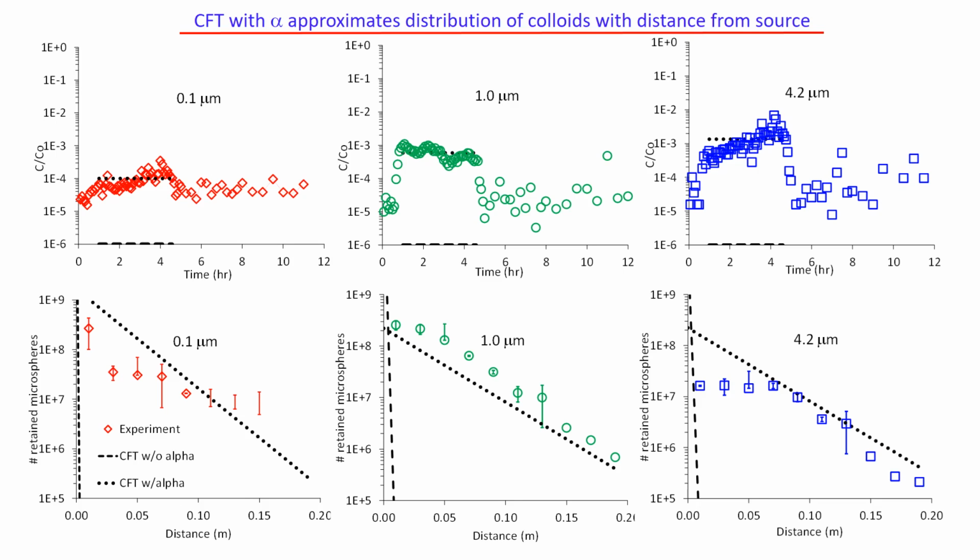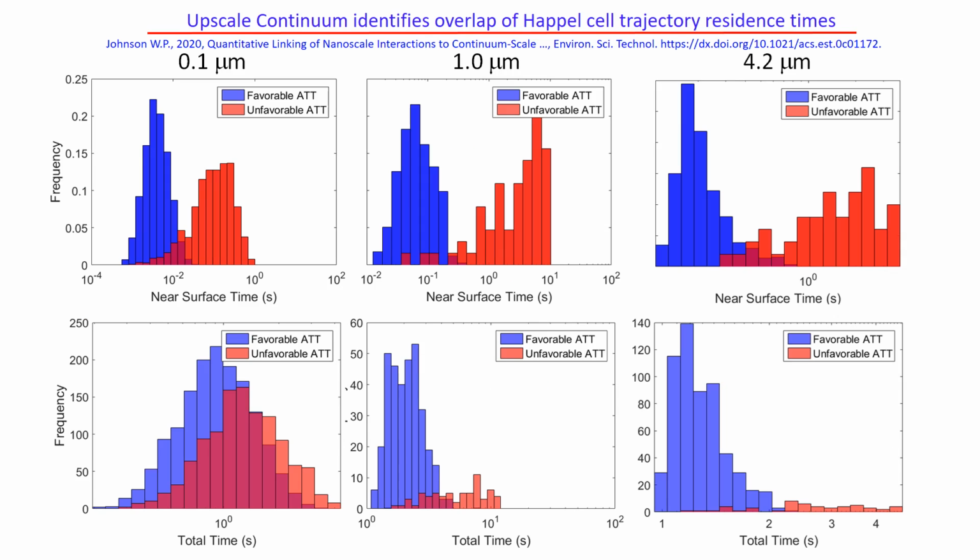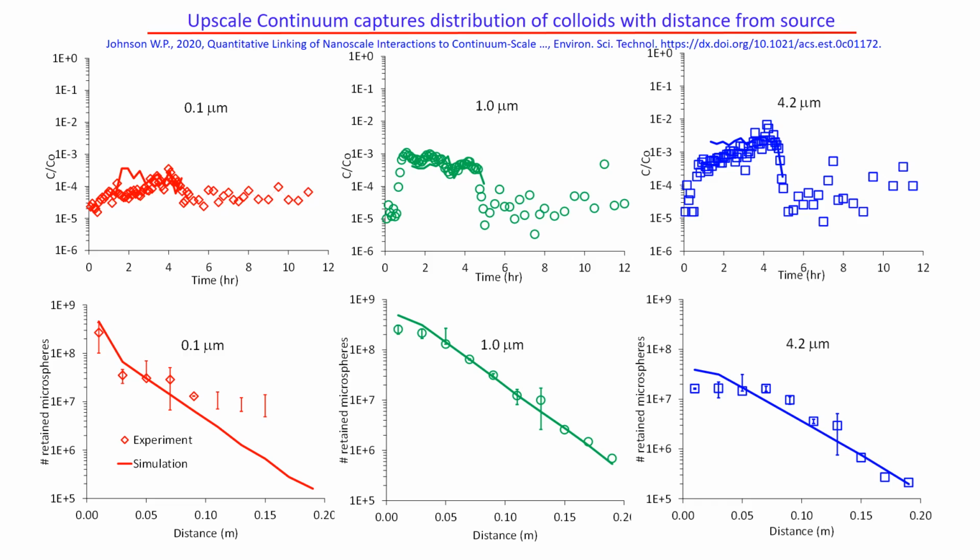And so we can apply alpha to match the steady state breakthrough plateaus, and that alpha then predicts a distribution farther along the column, which is not a terrible description of the data, but there are significant gaps, orders of magnitude differences at places along the column, particularly near the inlet, particularly for the 4.2 micron colloids.